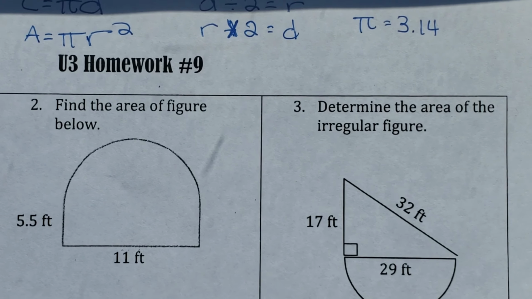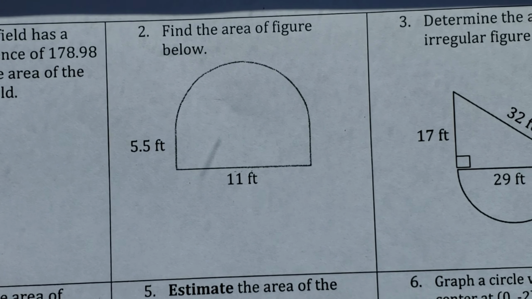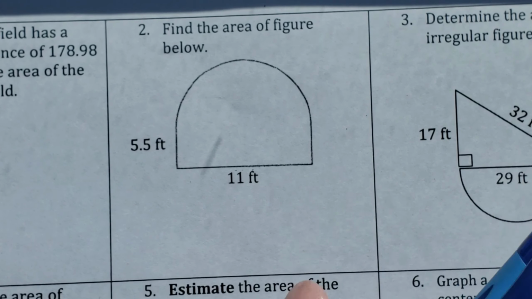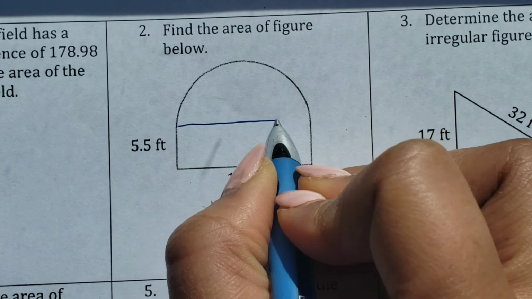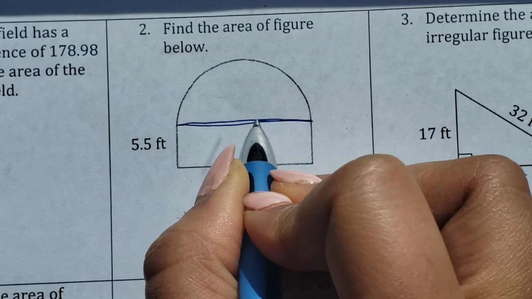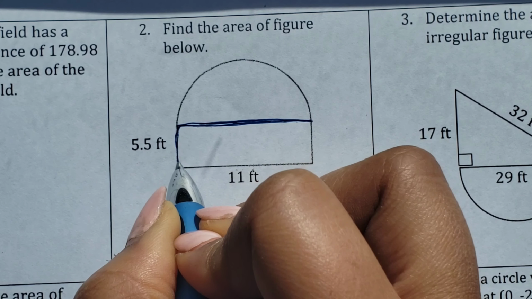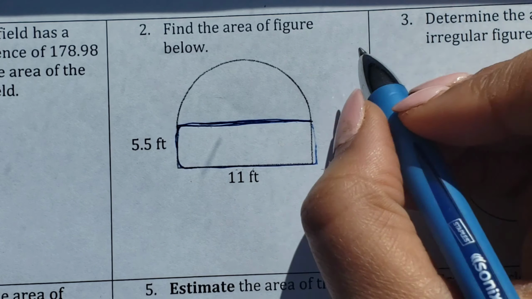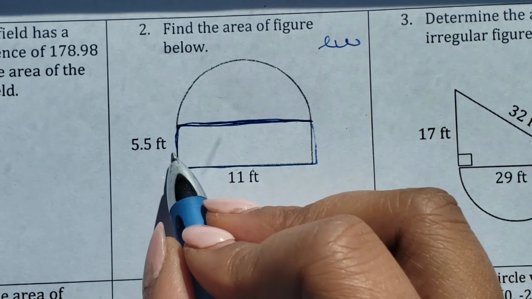All right, let's look at number 2. Number 2 is pretty tricky to me. You're going to have to cut this one, even though it doesn't say so. It's not a regular figure, so we're going to cut it. We're going to make a rectangle at the bottom and a half of a circle at the top.